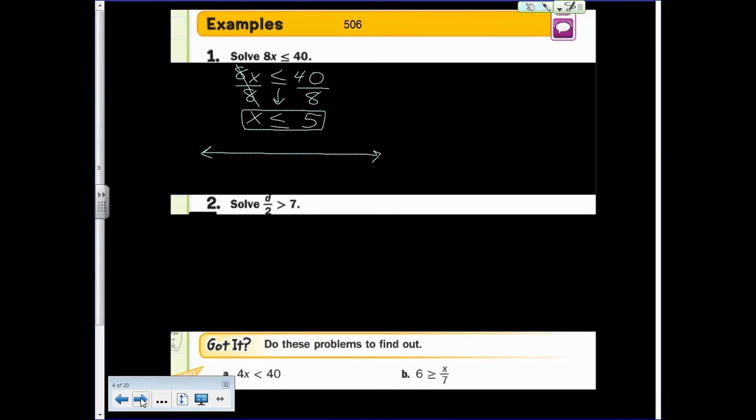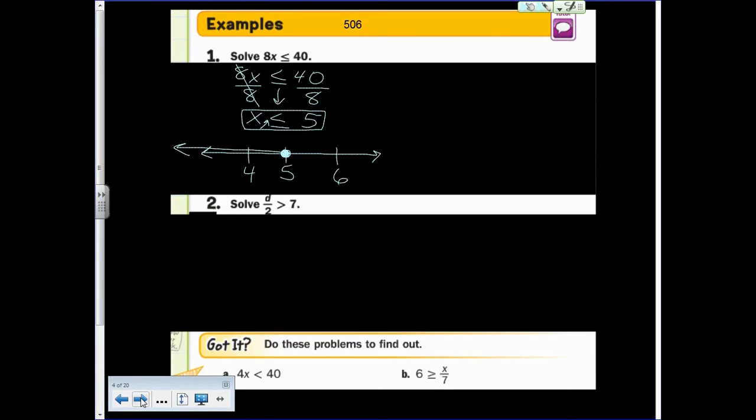And like before, we're just going to put 3 numbers on our number line. The number that we came up with, 5, one number lower to the left, and one number higher to the right. And like before, if there is an equal bar, we're going to use a filled in dot. And because x is small, the small numbers are to the left, so our arrow is going to go to the left. So x is less than or equal to 5.